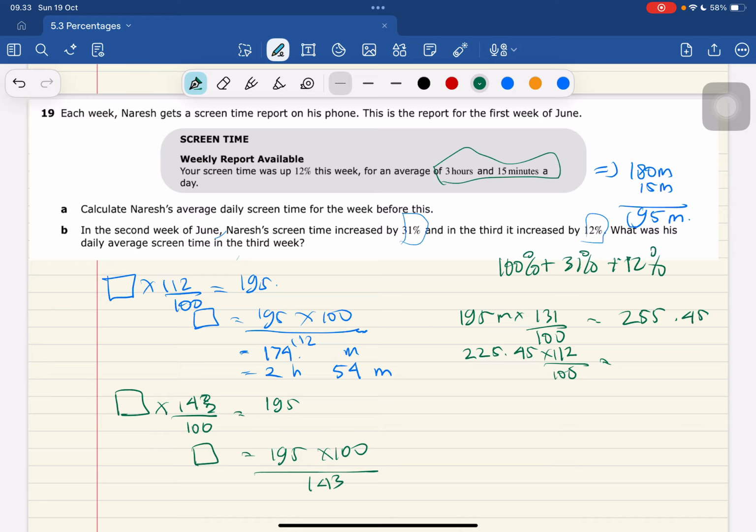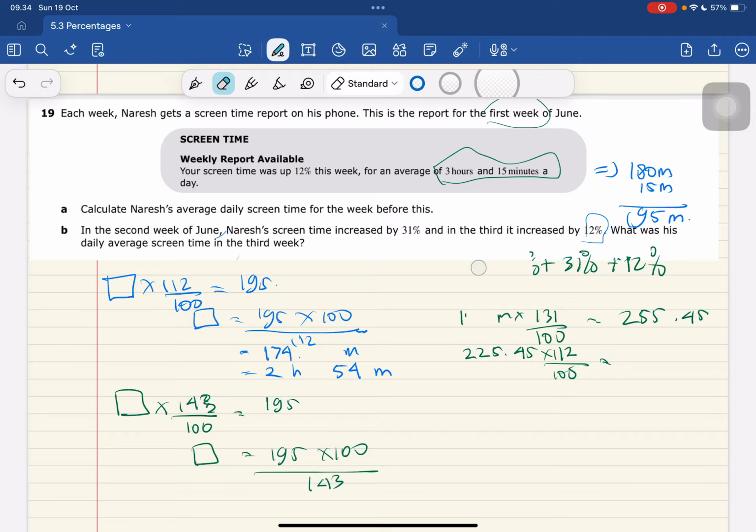Okay, in the second week, now the screen time increased by 31%. In the third, it increased by 12%. Okay, this is the first week. The week before, so this is the week before, is 2 hours. And the second week increased, and third it increased. What was his daily screen time in the third week?